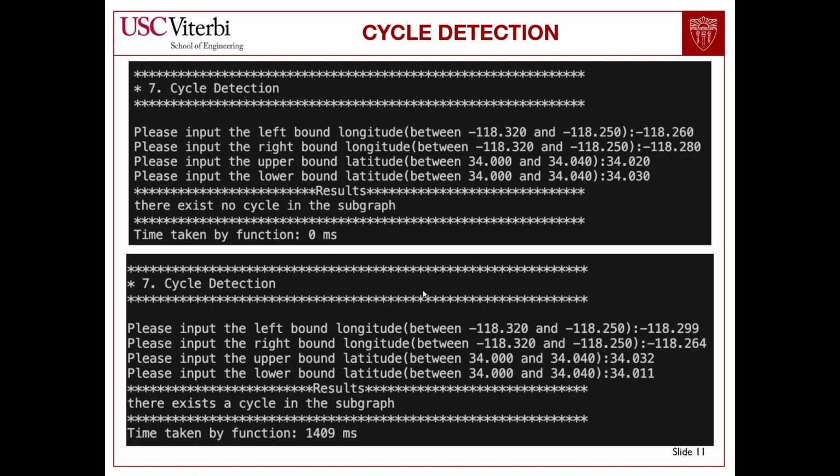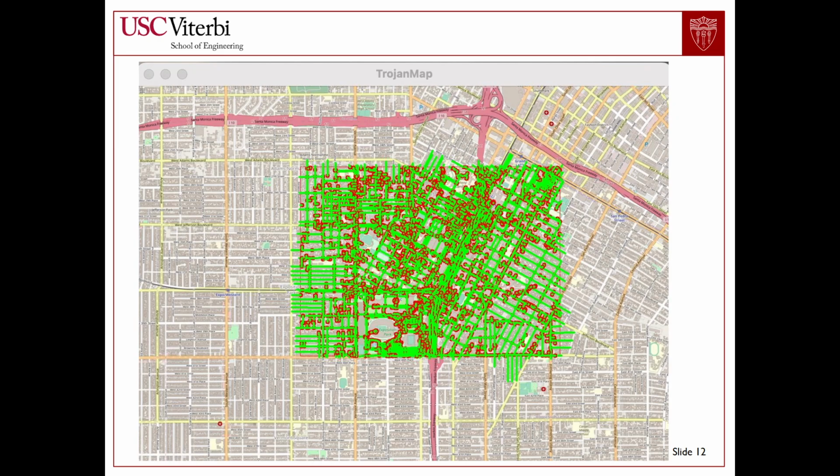Okay, and in this function we are going to talk about cycle detection. Given a set of latitudes and longitudes in the map, it should return whether there exists a cyclic subgraph. We are giving two examples, one where there is no cycle in the subgraph and one where there is a cycle in the subgraph. And this is the example where there is a cycle present in the given latitude and longitude range.